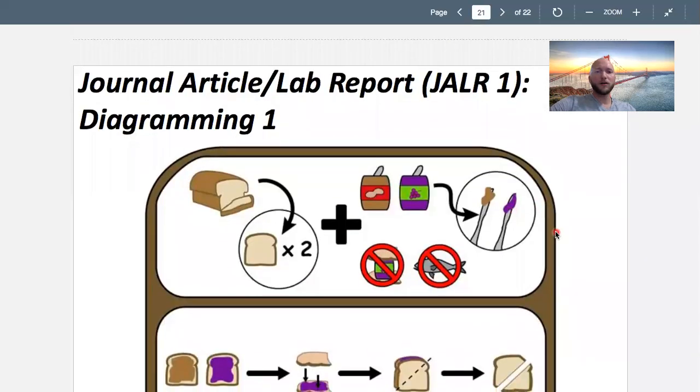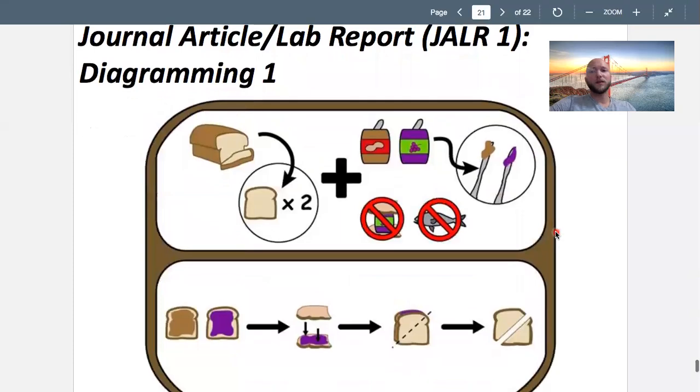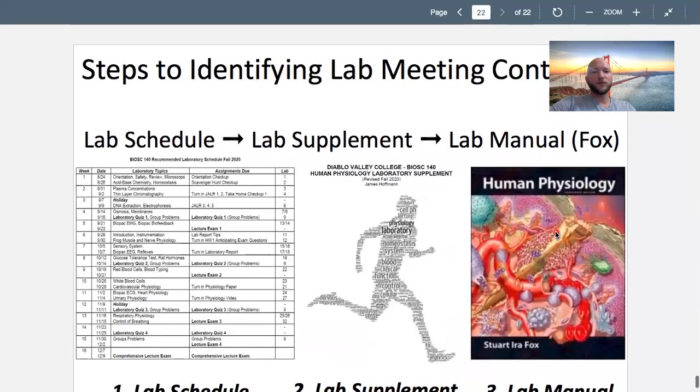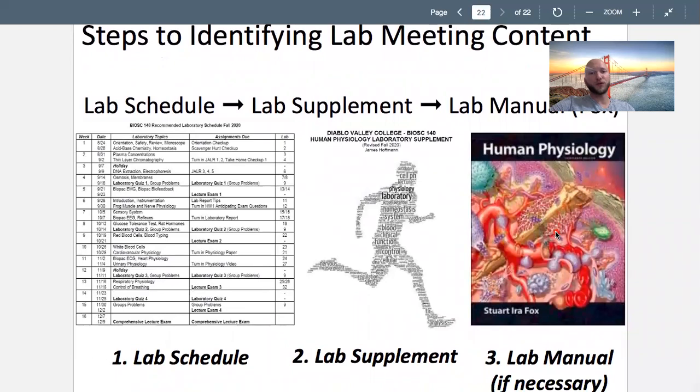Moving right along. When working through the laboratory content, start with the lab schedule, work through the class as the schedule tells you to. Laboratory topics, it'll tell you what lab we're doing on the day over here, what lab we're doing on the day over here. Go to that lab in the laboratory supplement. So it says lab 1 in the supplement, lab 2 in the supplement.